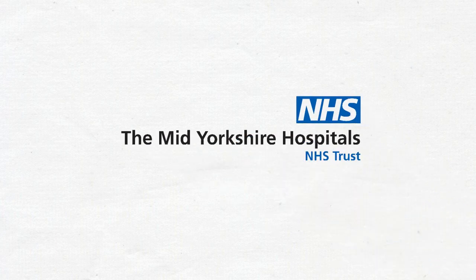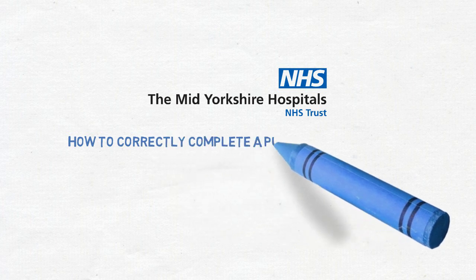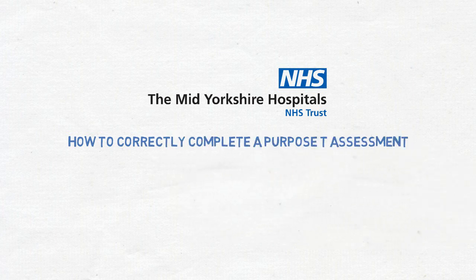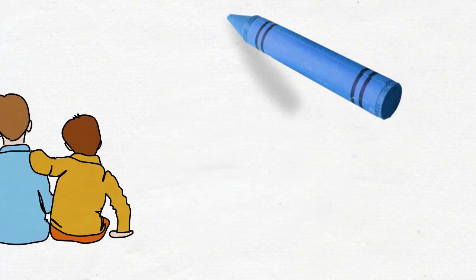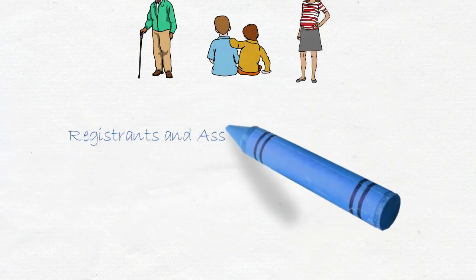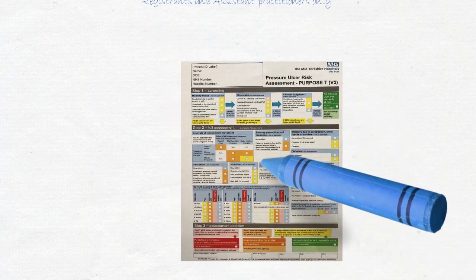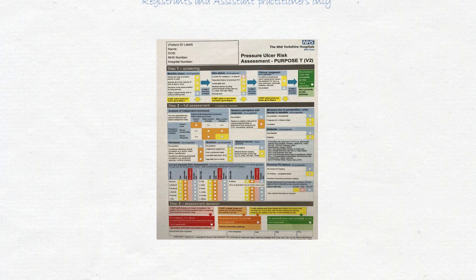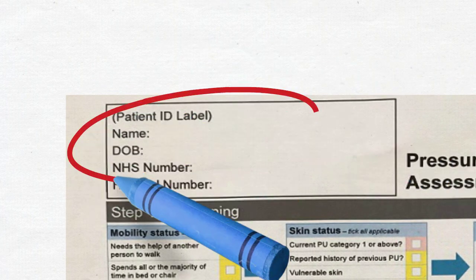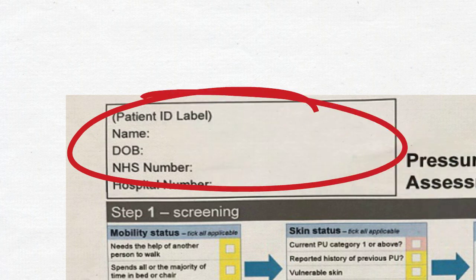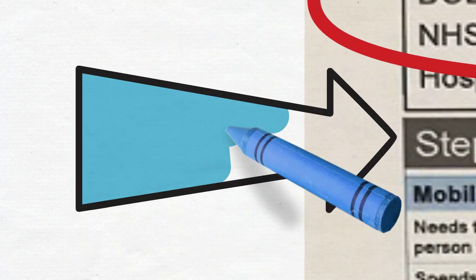The following video will explain the correct process for completion of the Purpose T assessment tool relevant to adults, paediatrics and maternity. This tool can be completed by registrants and assistant practitioners only. Please ensure the correct patient details are entered in the top left-hand corner. This can be either handwritten or preferably a patient addressograph sticker can be used.